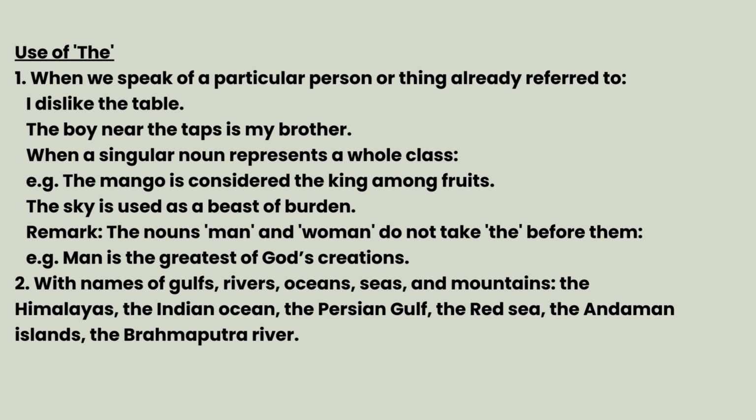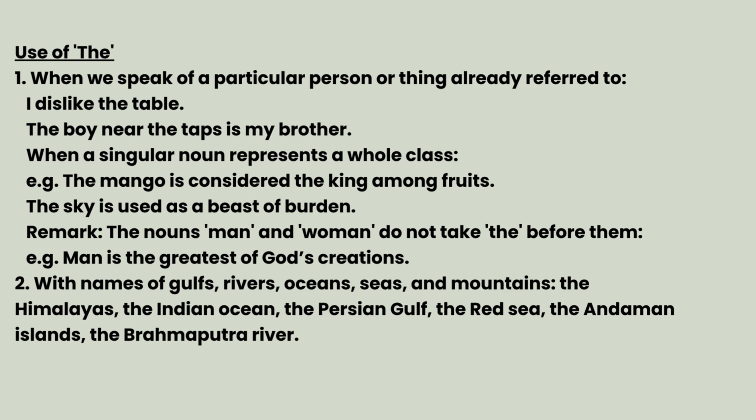Use of the. One, when we speak of a particular person or thing already referred to. I dislike the table. The boy near the taps is my brother. When a singular noun represents a whole class. E.g., the mango is considered the king among fruits. The ox is used as a beast of burden. Remark: the nouns man and woman do not take the before them. E.g., man is the greatest of God's creations.